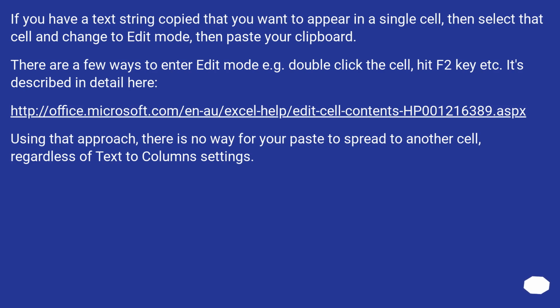If you have a text string copied that you want to appear in a single cell, then select that cell and change to edit mode, then paste your clipboard. There are a few ways to enter edit mode, for example double-click the cell, hit the F2 key, etc. It's described in detail here. Using that approach, there is no way for your paste to spread to another cell, regardless of Text to Columns settings.